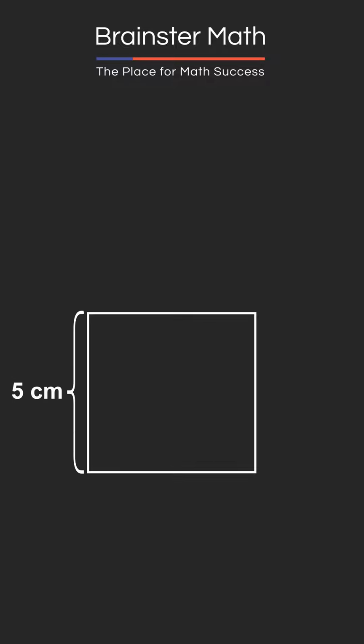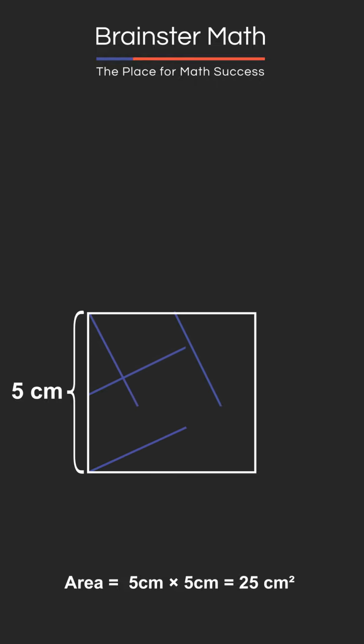Let's go! Let's start with a square of side length 5 centimeters. The area of this square will be 5 times 5, which equals 25 centimeters squared. Now connect each vertex to opposite edge points like this. The region bounded between the 4 drawn lines forms a square itself.